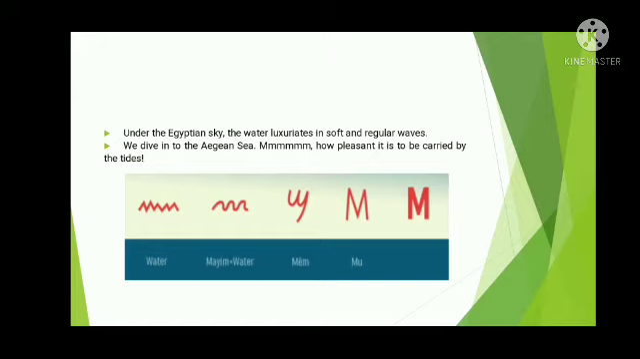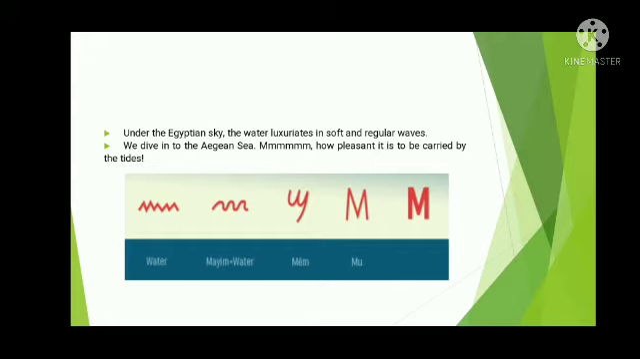Next, for the evolution of our letter M. So under the Egyptian sky, the water luxuriates in soft and regular waves. We dive into the Aegean Sea. How pleasant it is to be carried by the tides. So the letter M is derived from the Phoenician mem via the Greek mu. Semitic mem is most likely derived from a Proto-Sinaitic Bronze Age adaptation of the water ideogram in Egyptian writing.